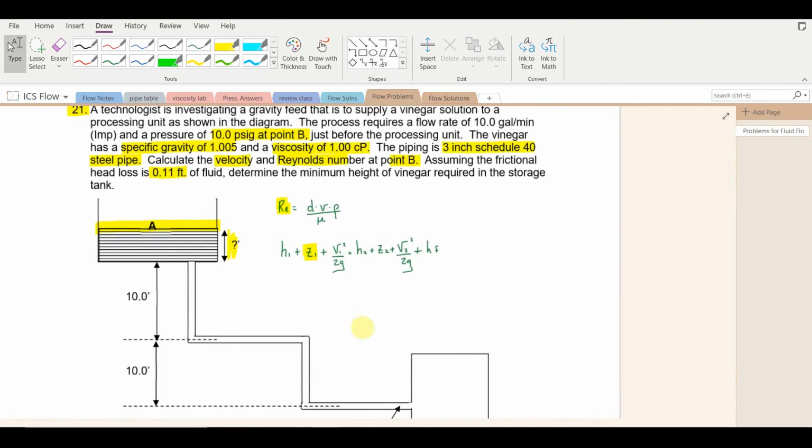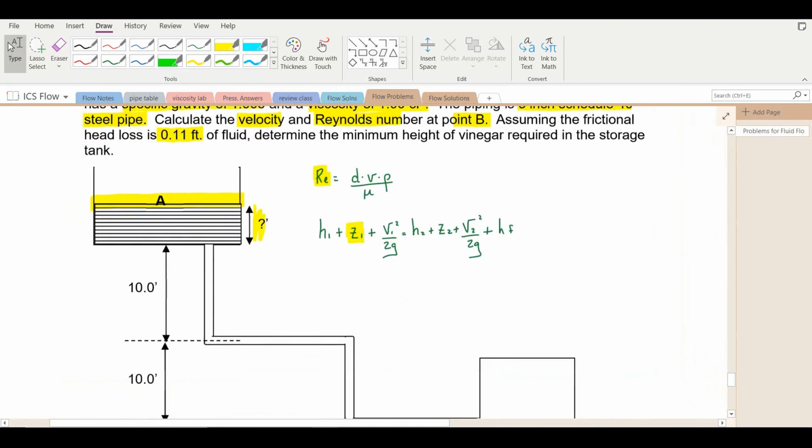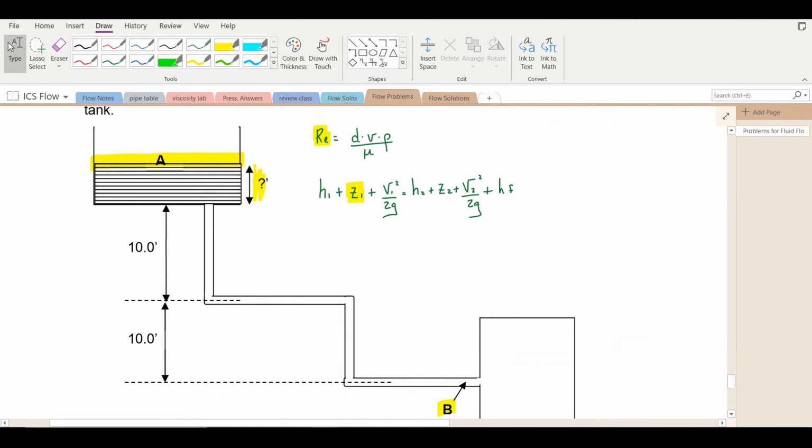So we have two things to calculate. We have Reynolds number, and we have the elevation, that would be elevation 1, the height of liquid in the storage tank. We see here that the storage tank, the bottom of the tank is 20 feet above elevation B, and so elevation A would be above that. At some point there'll be enough liquid in this tank to feed the process. How many feet would that be?